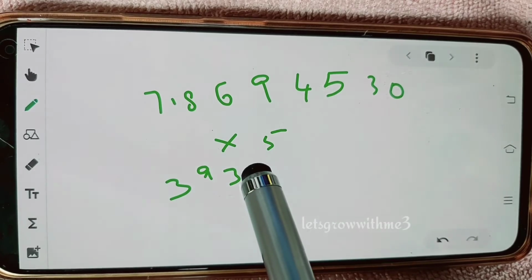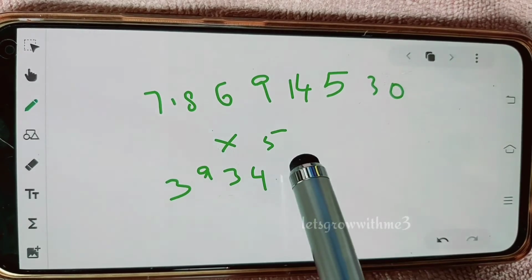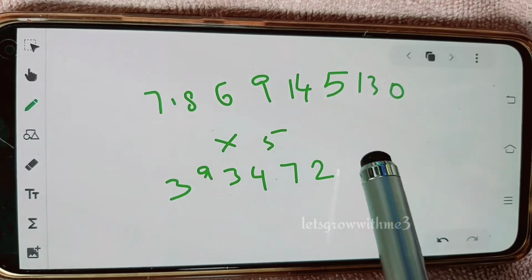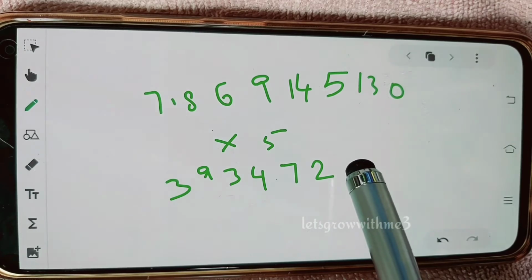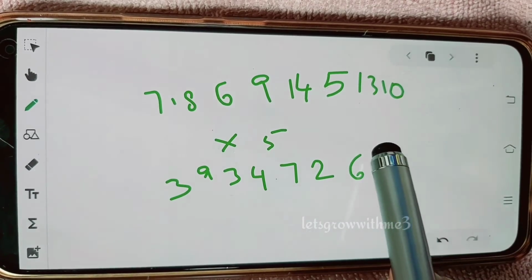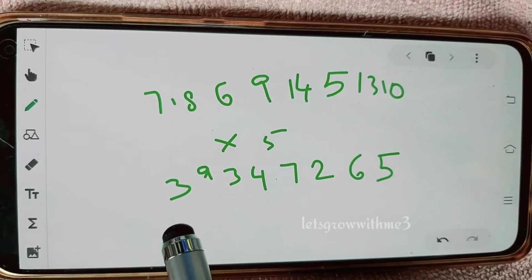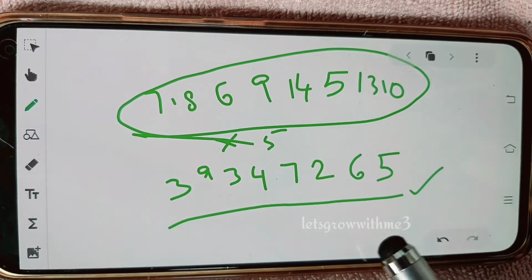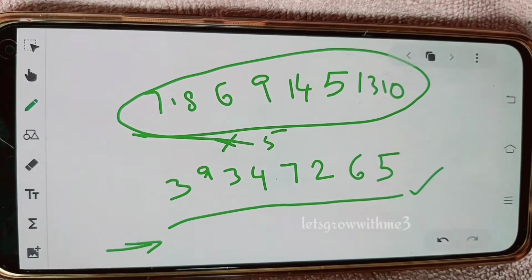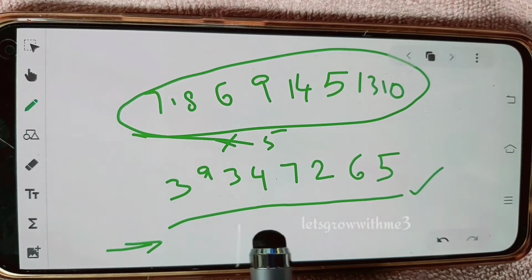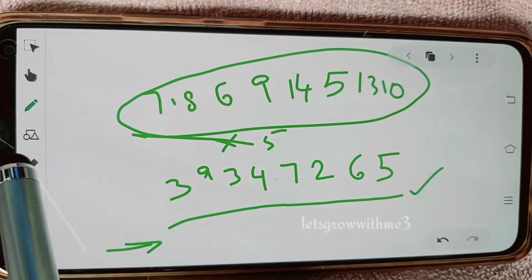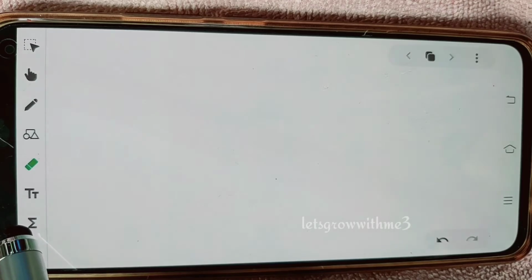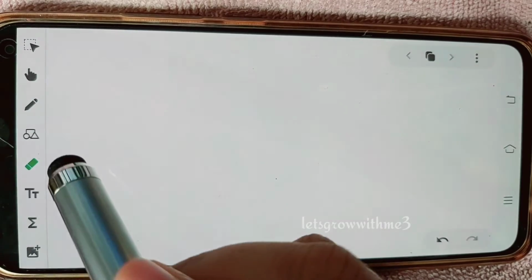2 9s are 18, then 3 2s are 6, then 4 2s are 8, 1 remainder, 7 2s are 14, then again 2 2s are 4, then 1 remainder, so which is 6 2s are 12, 6, and then 1 0 10, which is 5. Okay, so the value is, how to read this value, okay, 39,347,265. So big. Okay, so even this much big value we are doing in a fraction of seconds.